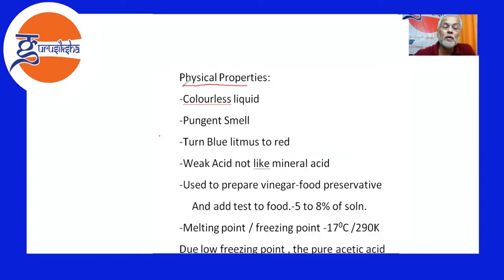Next, the physical properties of ethanoic acid. It is a colorless liquid. It has a very pungent smell. It turns blue litmus to red, and it is a weak acid, not like mineral acid. This is used to prepare vinegar and food preservative and add taste to food. This is a 5 to 8% acetic acid solution.